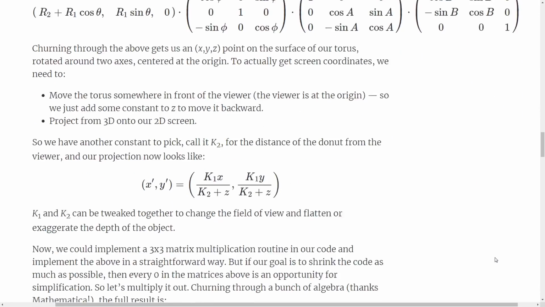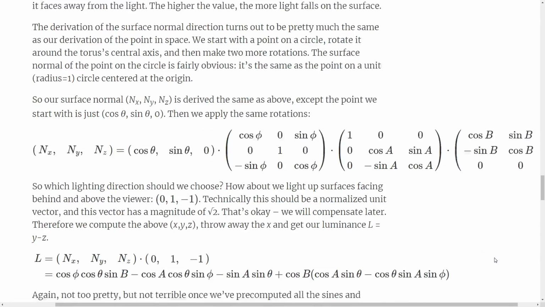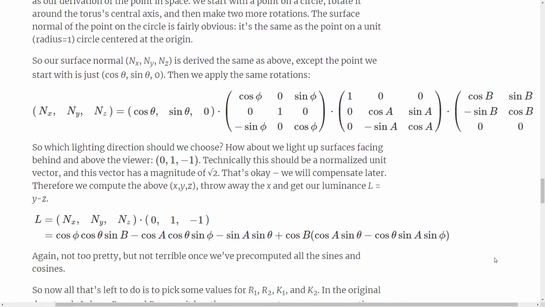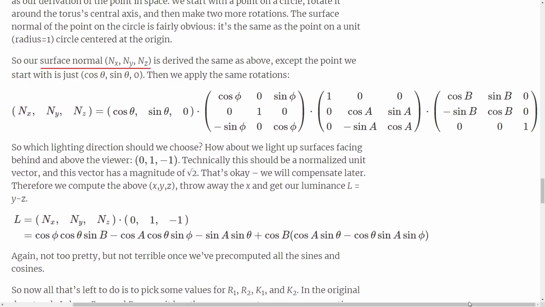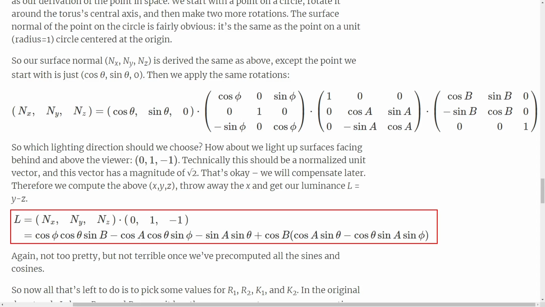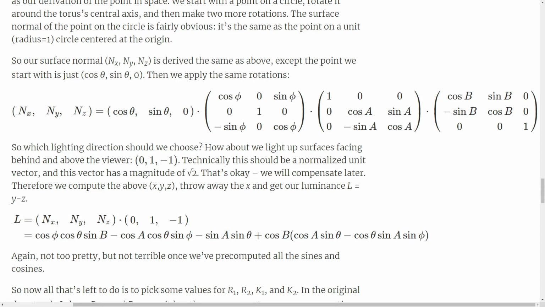And that's almost it. What's left is to calculate luminance and assign corresponding ASCII characters. To calculate illumination, we need to know the surface normal, the direction perpendicular to the surface at each point, and the light direction. The light source is chosen to be behind and above the viewer. Knowing both, we calculate the dot product. If the product is more than 0, the surface is facing the light. If it's less than 0, it faces away from the light. The higher the value, the more light falls on the surface. And here we get the final luminance formula. And that's it. We just need to put all the math into the code.